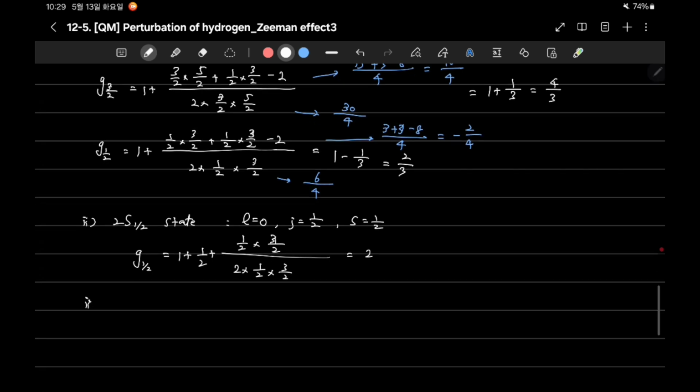In the general case for hydrogen, there is only one electron with spin 1/2.